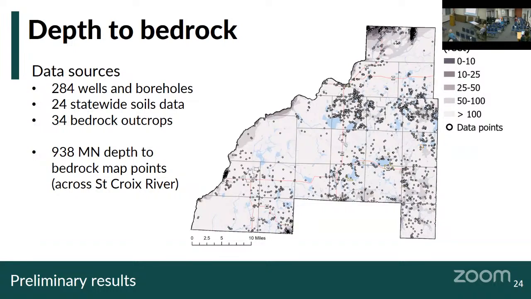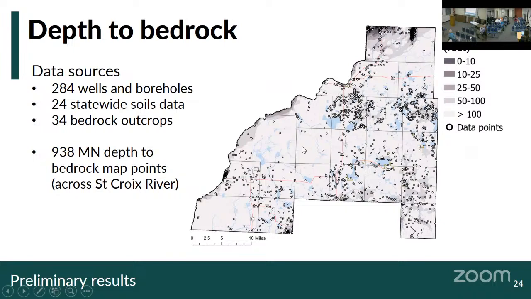So we also supplemented with some other data sources using the statewide soils data set. We know from previous mapping projects, there are some areas where our geologists have observed bedrock outcrops at the surface. So this is where you can actually see the rock at the land surface. We also used about 900 points from Minnesota's depth to bedrock map across the river. So that way we could constrain the elevation better in Burnett County along that state line.